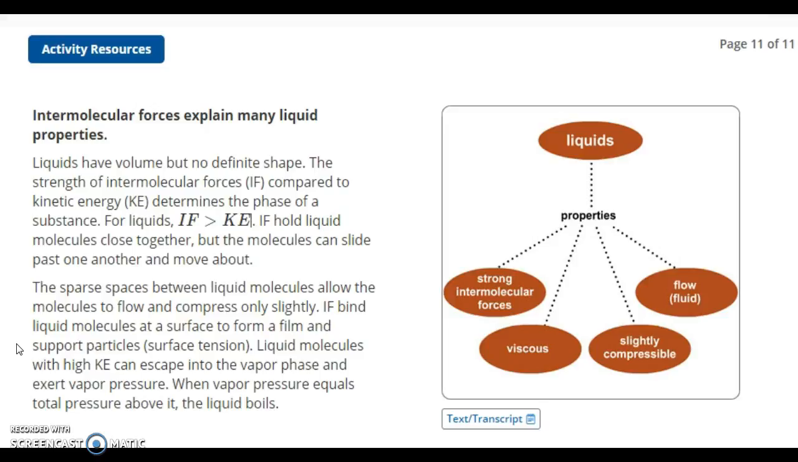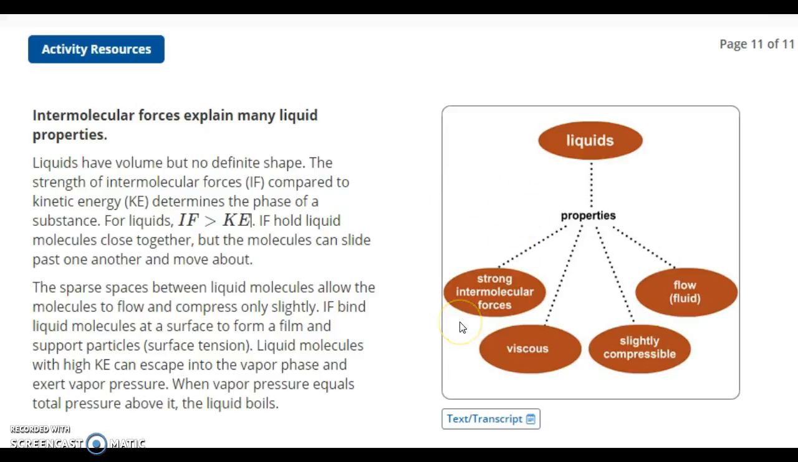Liquid molecules with high kinetic energy, so lots of energy, can escape into the vapor phase, and if it's sealed, they exert vapor pressure, so they put pressure back on the liquid. When vapor pressure equals the total pressure above it, the liquid boils.